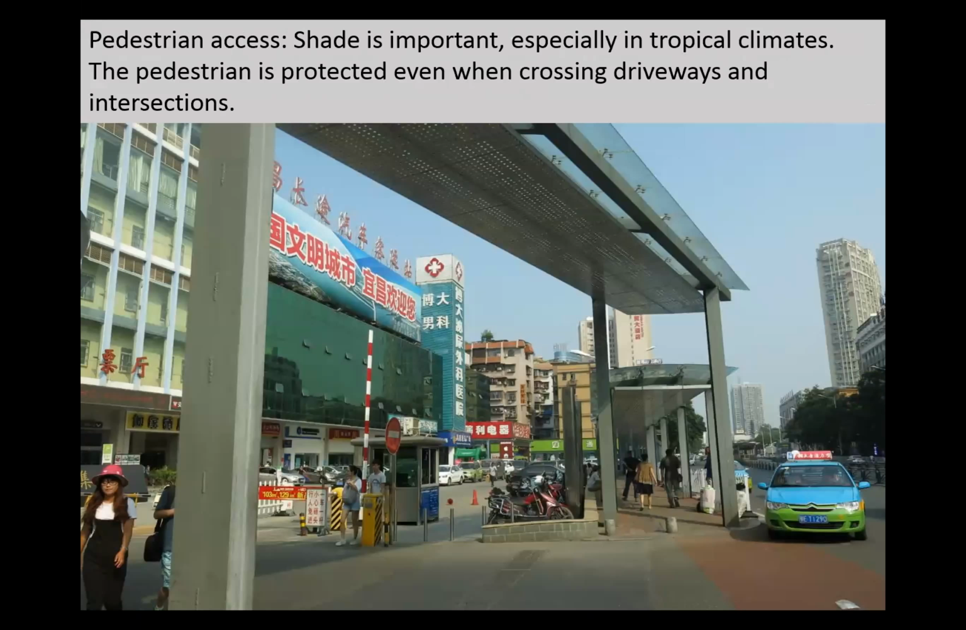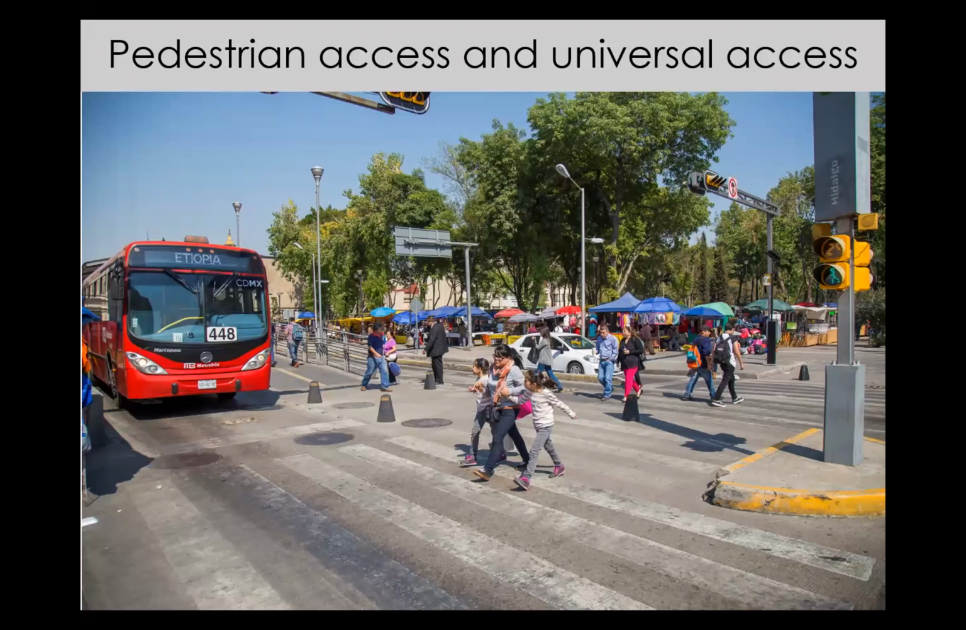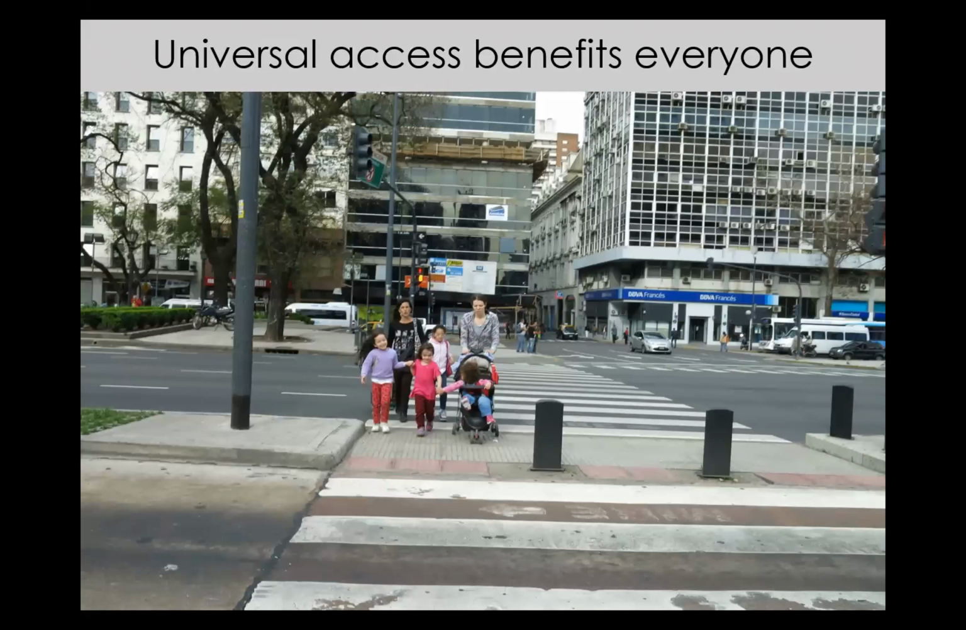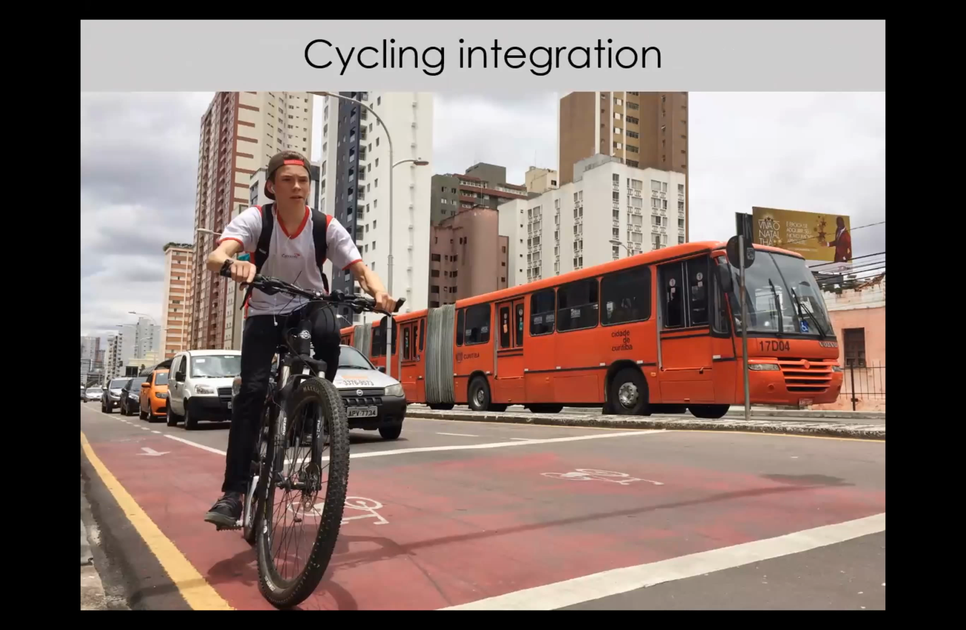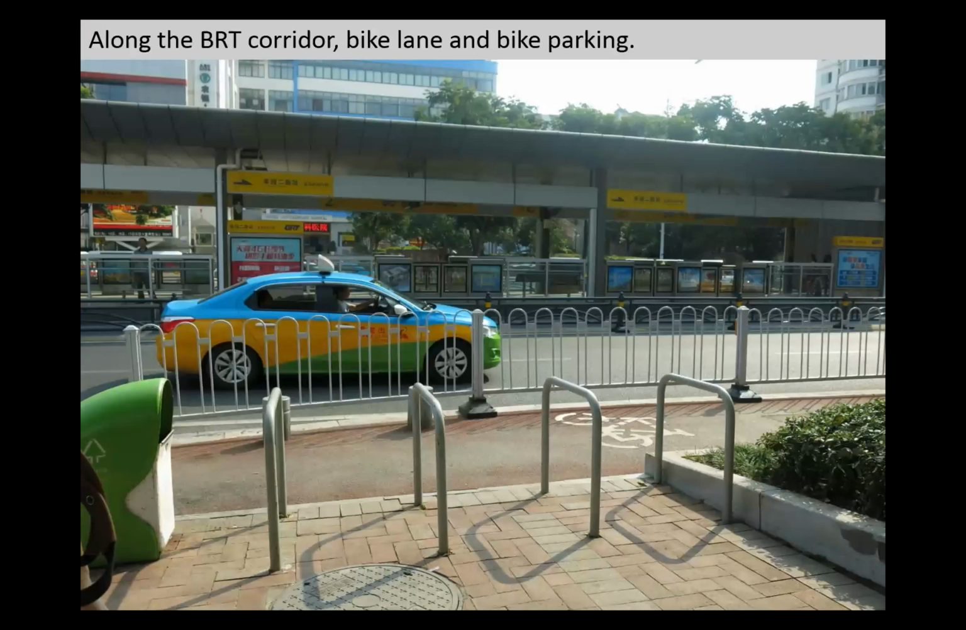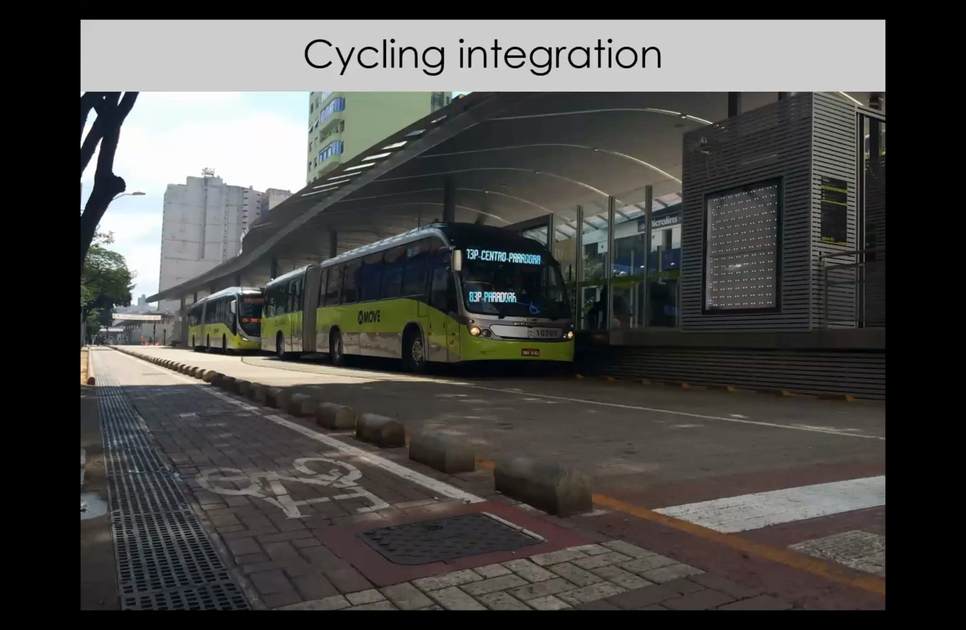Pedestrian access, thinking about things like shade, especially in tropical climates. The pedestrian pathway is protected even when crossing through driveways and intersections. Again, making sure there's good wide pedestrian crossing, at-level crossing for pedestrians. And also with universal access, making sure that everyone can get to the station easily. Universal access benefits everyone from women and kids all the way up to the elderly. Cycling integration is using this opportunity of BRT investment to also invest in cycle lanes, but also bike parking near stations so that people can bike to the stations and park easily. And having protected safe cycleways is really important.